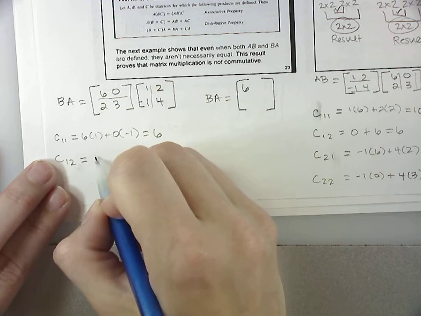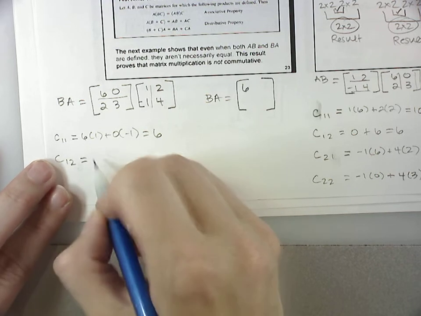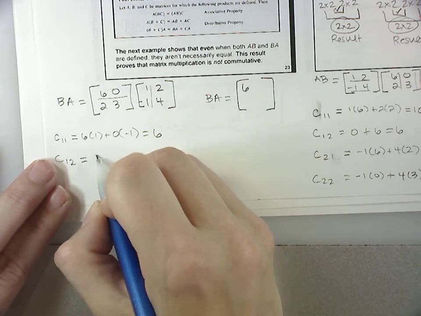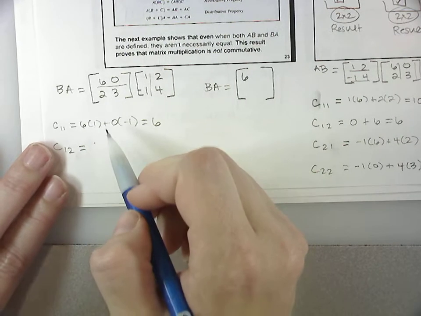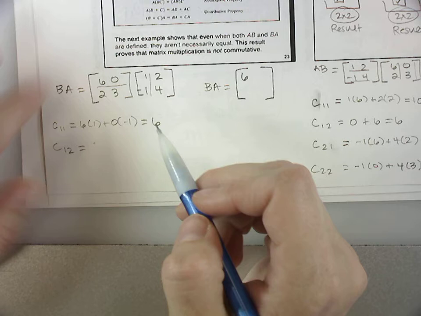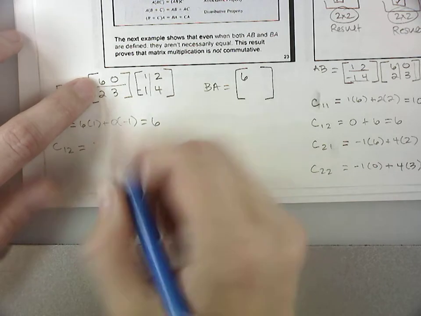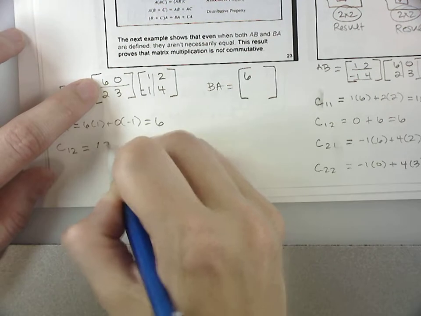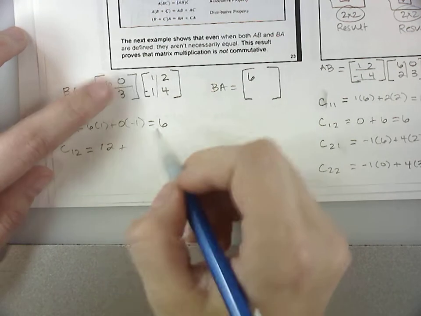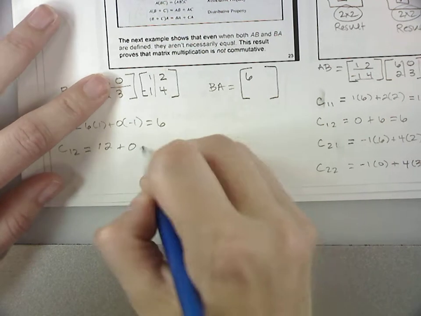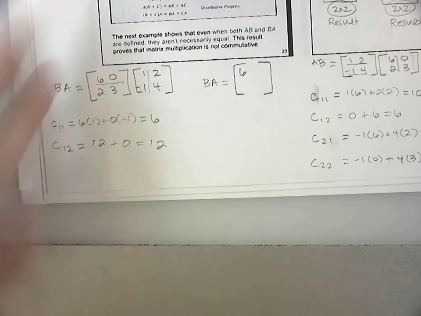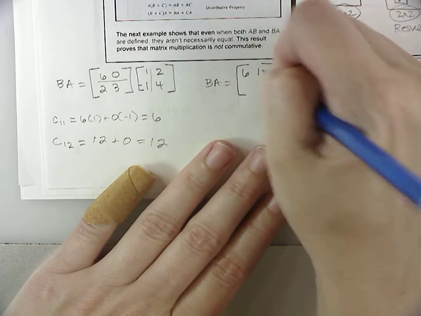Okay, and then Kira, you want to do C1,2 with me? Well, just tell me how you got there. I just have the multiplication, so I have like 12 plus 0. Oh yeah, that's fine. So 6 times 2 is 12, plus you got 0 from 0 times 4. Yep. So then you'll have 12.